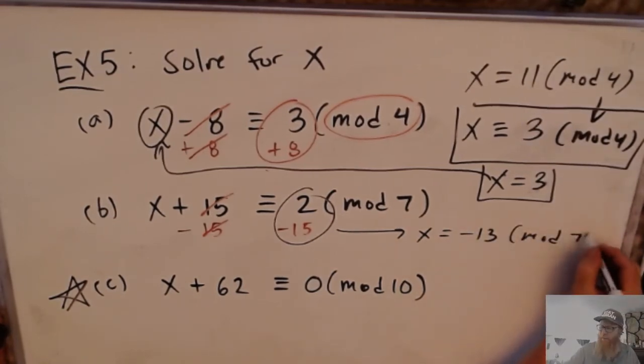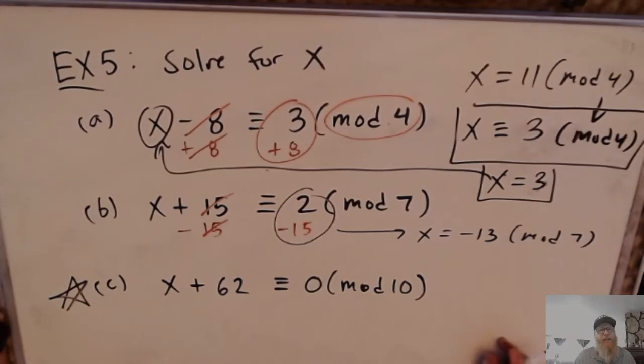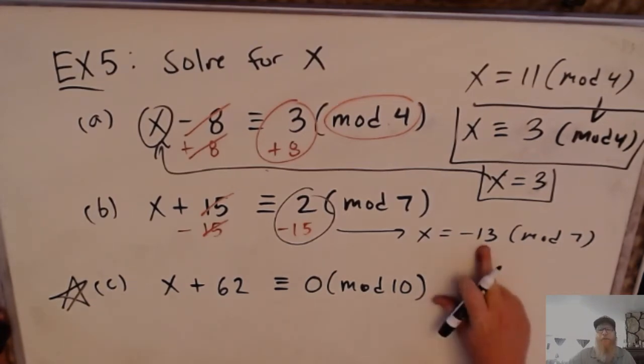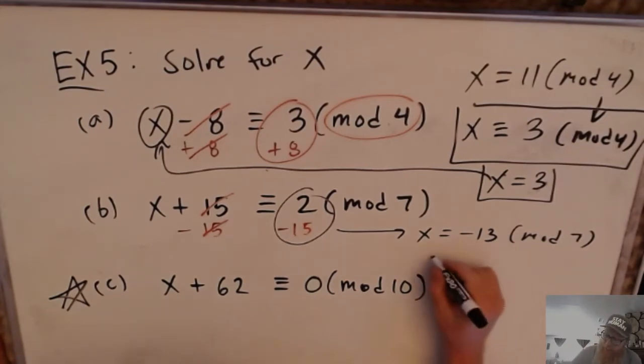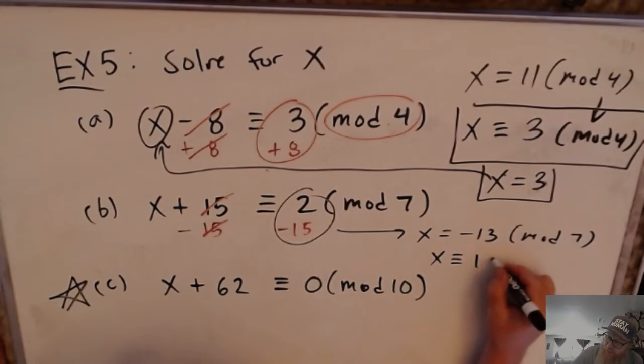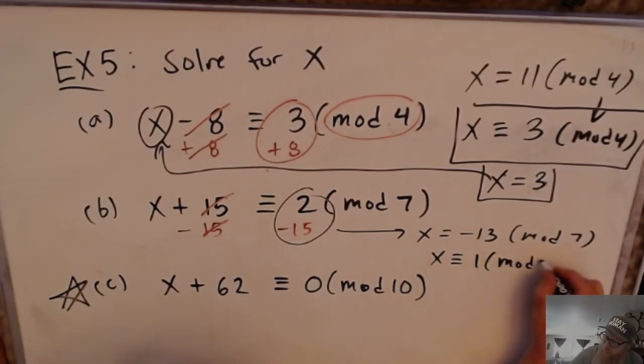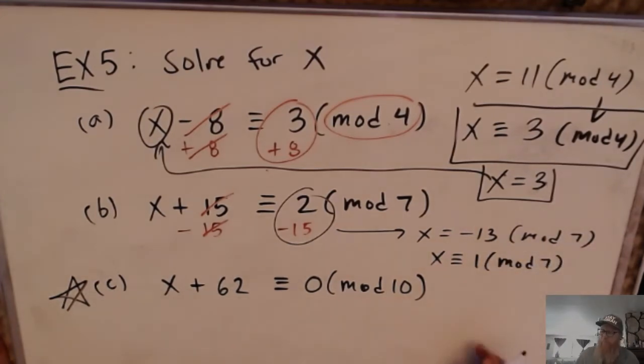But what is that mod 7? Well, divide. What's 13 divided by 7? That's 1. What's the remainder? 6? Yeah, but because it's negative, it'll be negative 6. So what is negative 6 congruent to? 1. Yeah. You think about it.